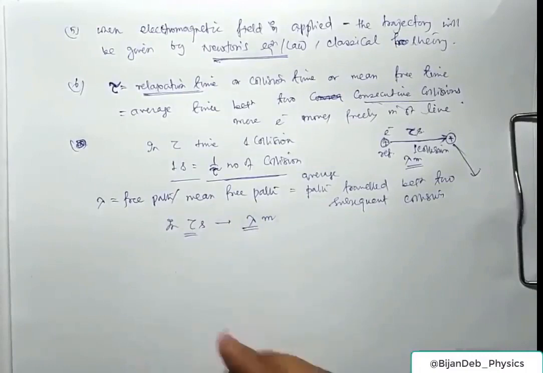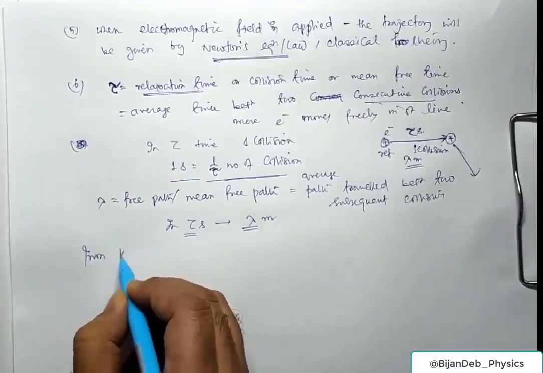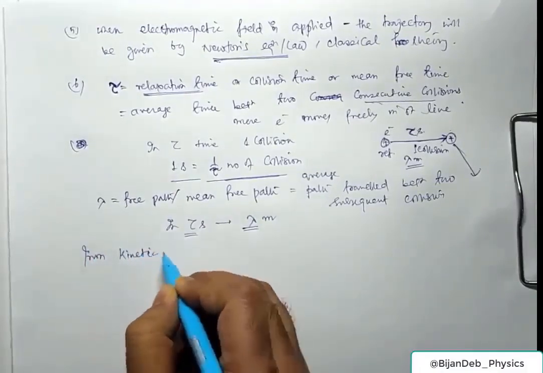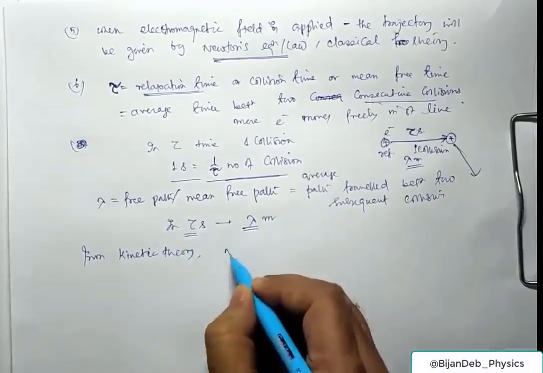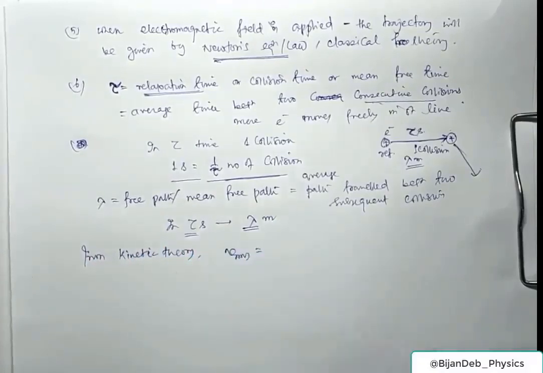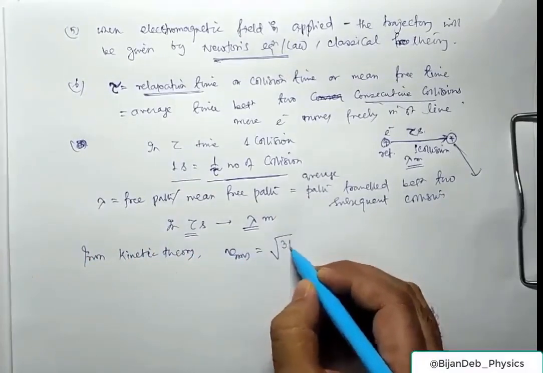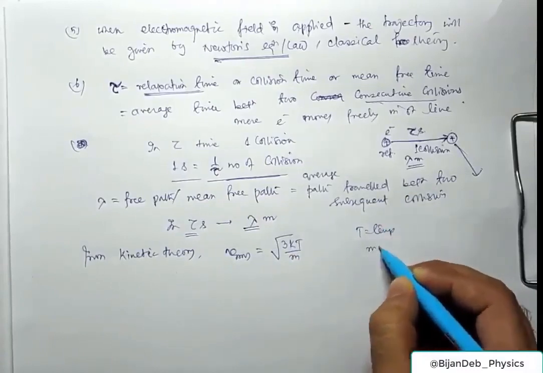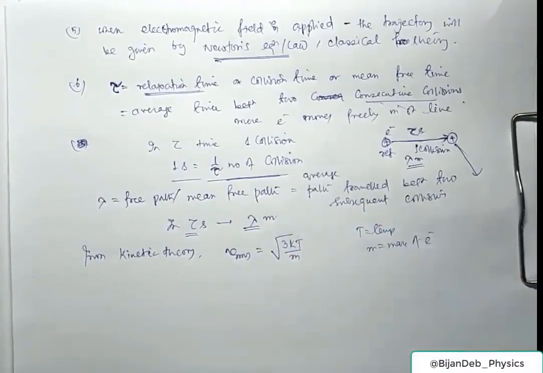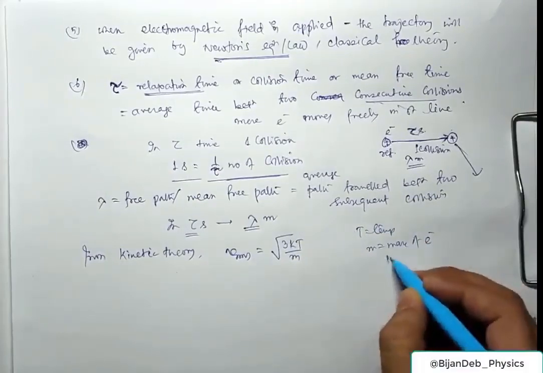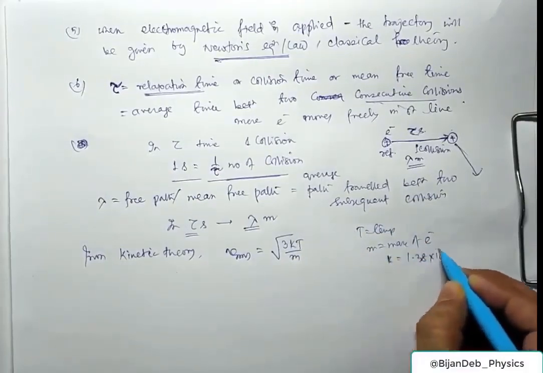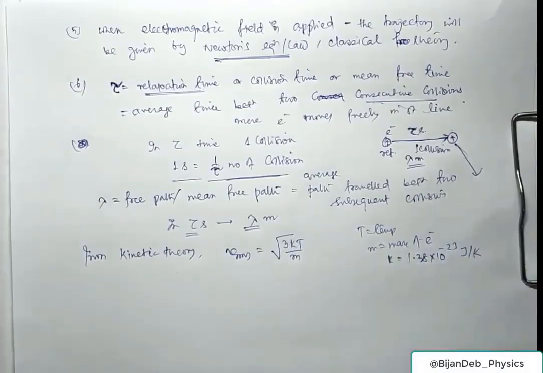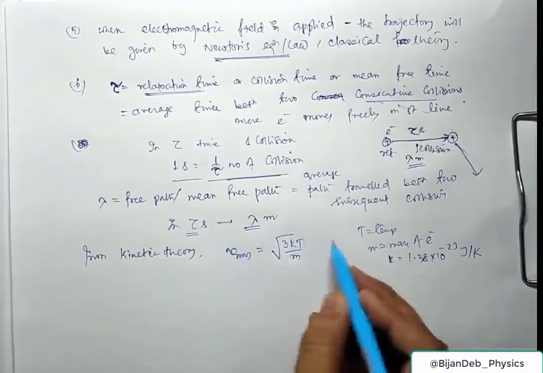Now from kinetic theory, the root mean square velocity of electron at temperature T will be root of 3kT by m, where T is the temperature, m is the mass of electron. Okay. k is the Boltzmann constant, 1.38 into 10 to the power minus 23 joule per Kelvin. Okay. And electron mass is 9.1 into 10 to the power minus 31 kg. So this is the Vrms value from kinetic theory.